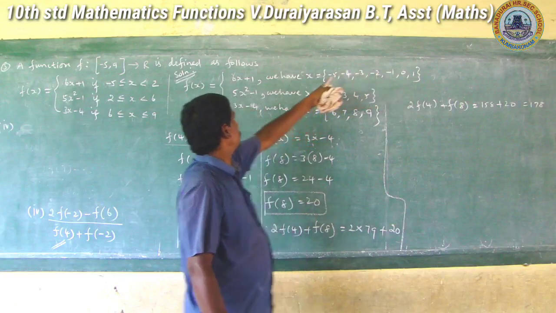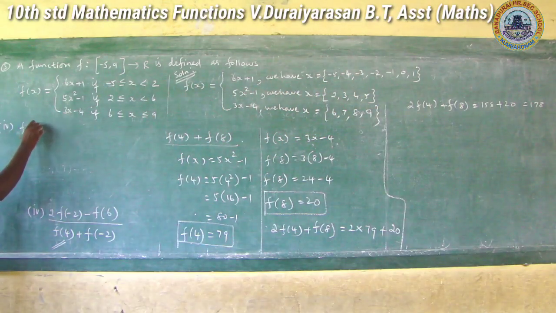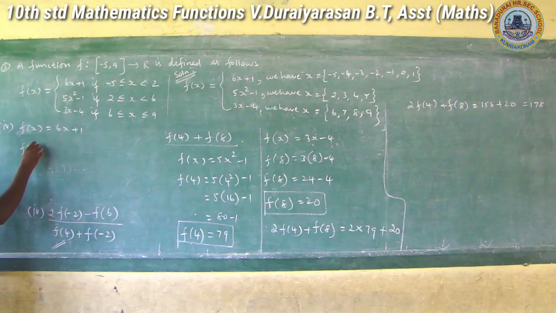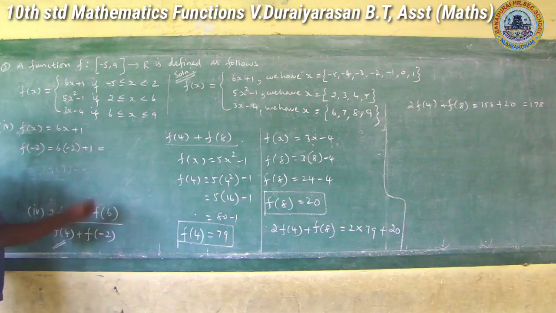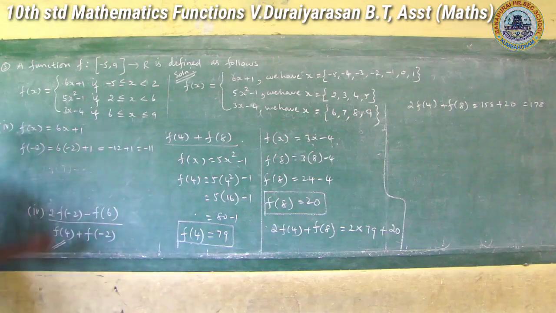The applicable function is f of x is equal to 6x plus 1. Substitute x is equal to minus 2. 6 of minus 2 plus 1 is equal to minus 12 plus 1, which is equal to minus 11.